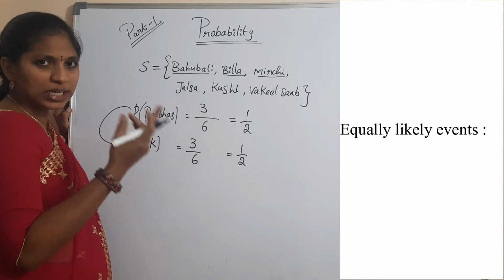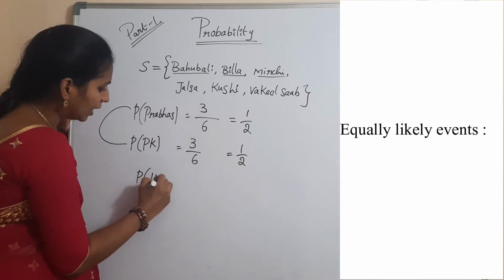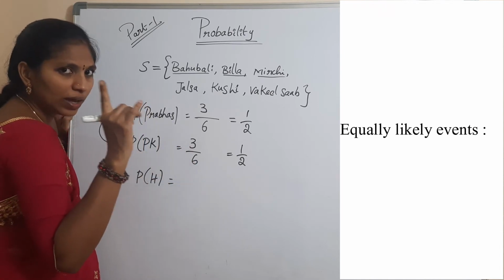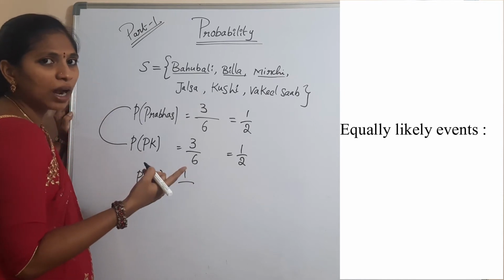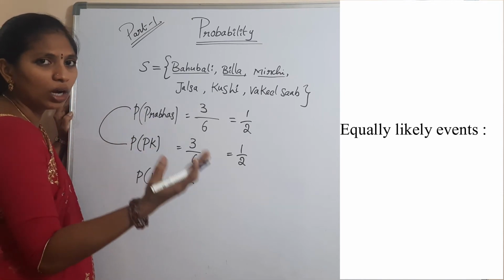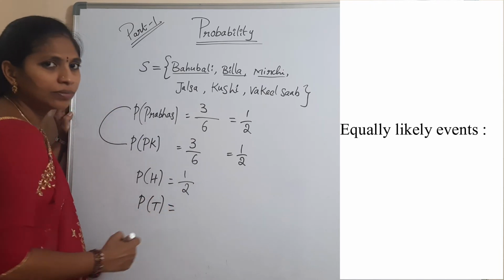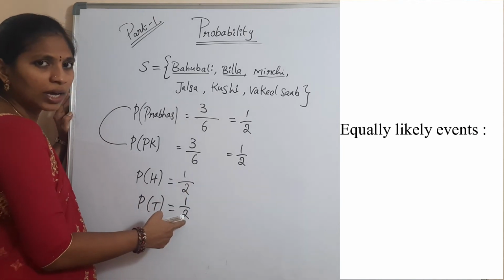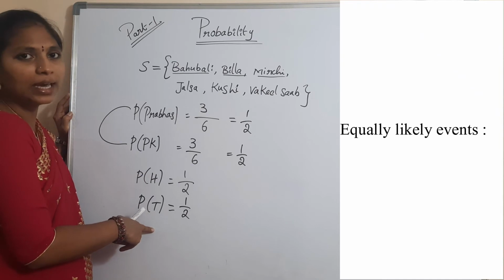Suppose tossing a coin, getting head, P of H equals, getting head, there is only one possible way, 1 by, how many possible outcomes? 2, either head or tail, so 1 by 2. And P of tail, 1 by 2. These two are equally likely. These two events are equally likely events.